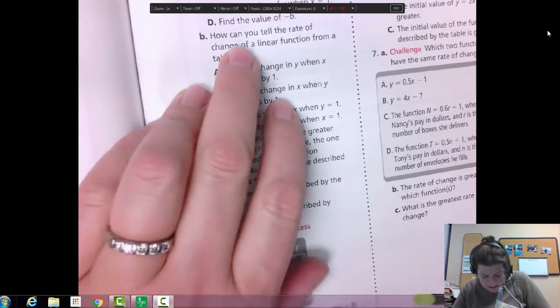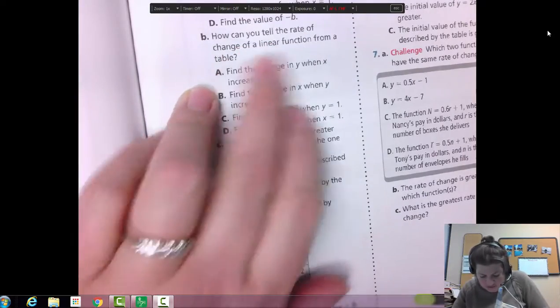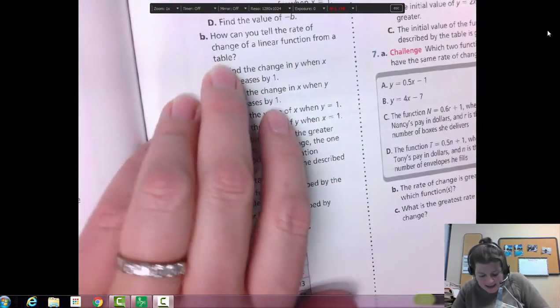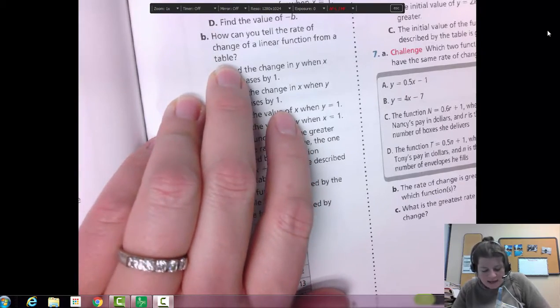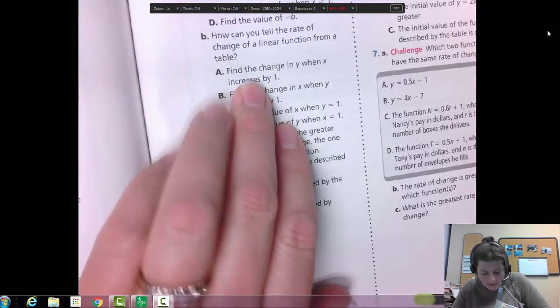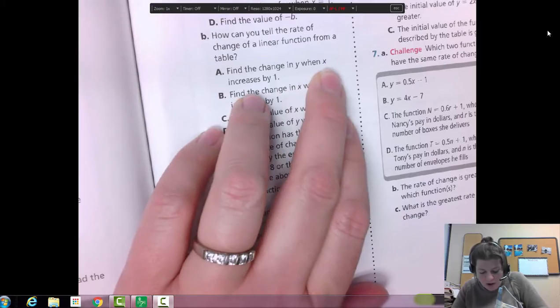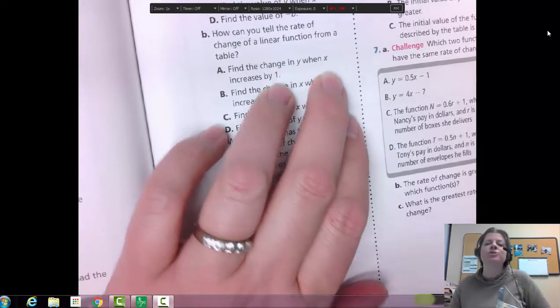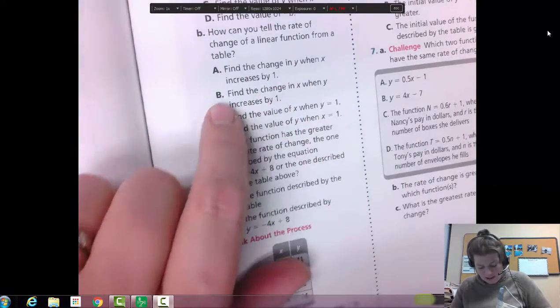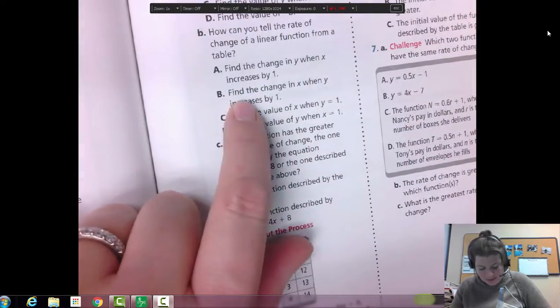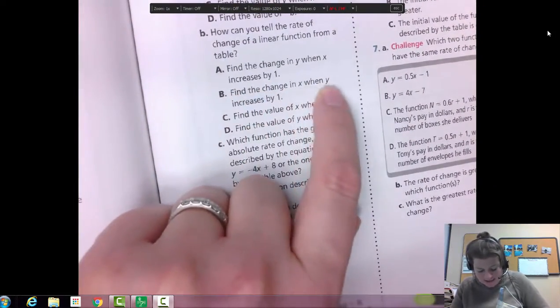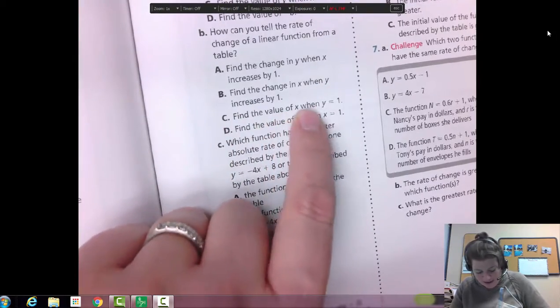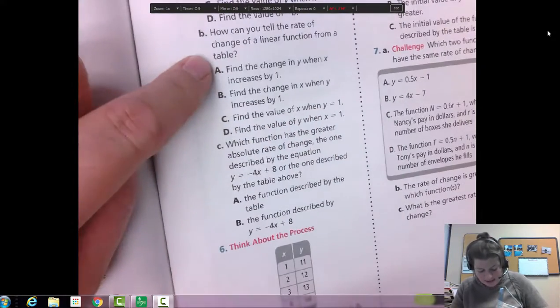Yeah, hopefully this helped you a little. I was trying to think if I wanted to do any other ones. Maybe this one. How can you tell the rate of change of a linear function from a table? How can I tell from a table? You find the change in y when x increases by 1. So all you do is find the subtraction of the y's as x increases by 1, find the change in x, and find the value of x when y is 1. Yeah, it has to be A.